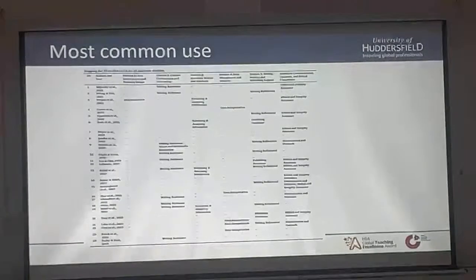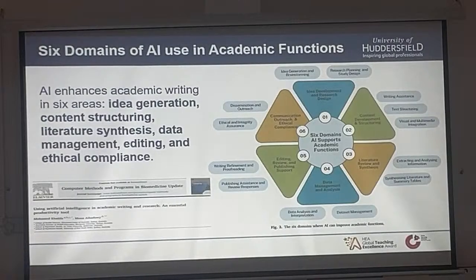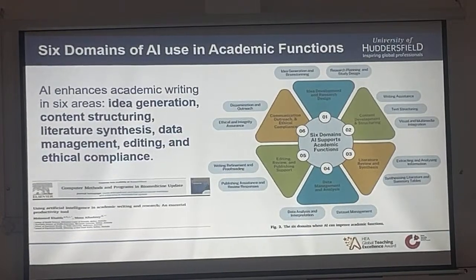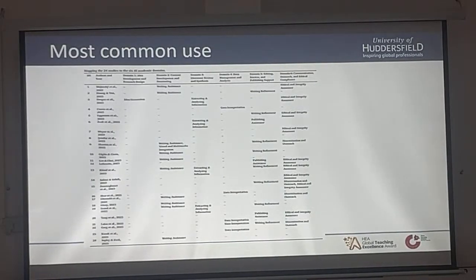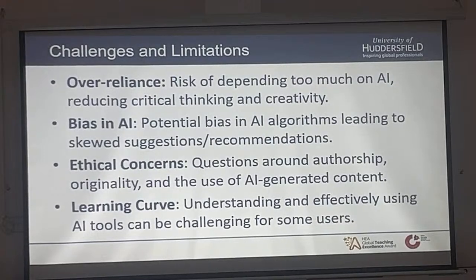Although AI can help in the 6 domains I highlighted here, among those domains the most common is drafting the paper, and people also commonly use it for editing. Among those 24 papers, these are some of the common areas where people use AI. But although there's a lot of opportunity, at the same time there's a lot of challenge, and it has a lot of limitations.